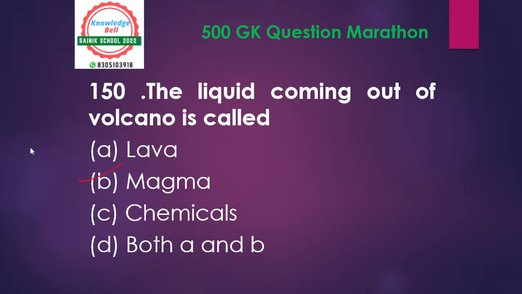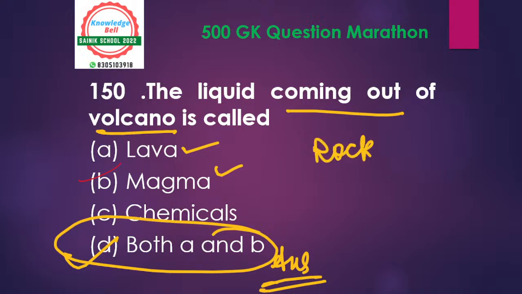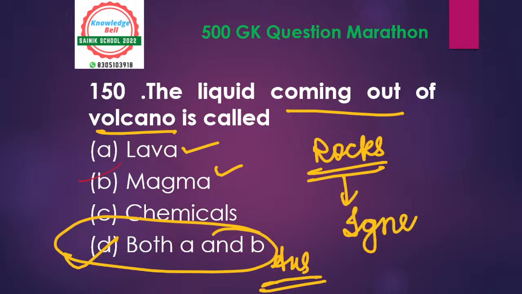Okay, and the last question for today is: the liquid coming out of a volcano is called lava, magma, or both A and B? We will be keeping in mind molten magma or lava. It is called molten magma or lava. Rocks formed from molten magma or lava are all called igneous rocks. Such rocks are called igneous rocks.